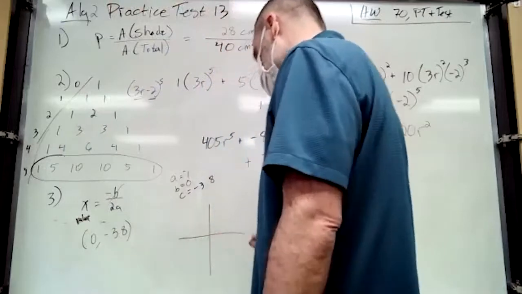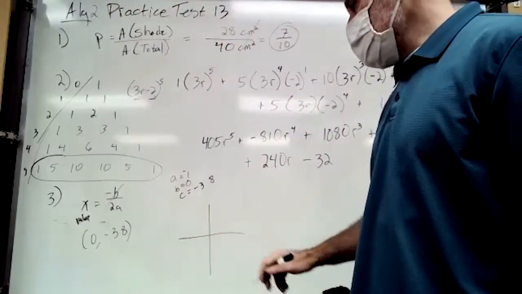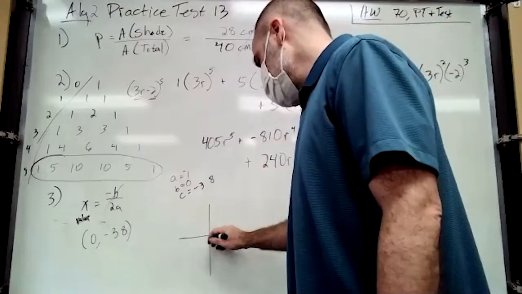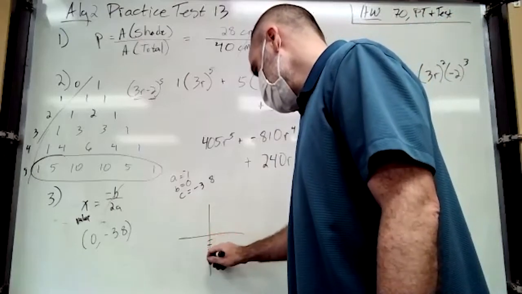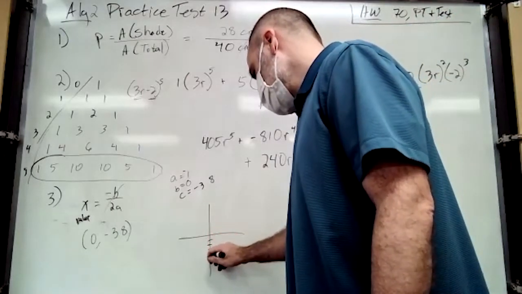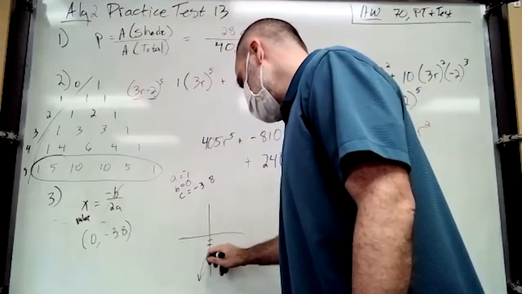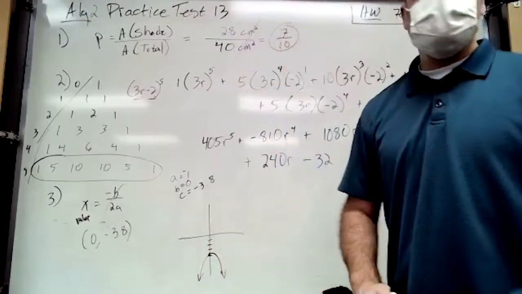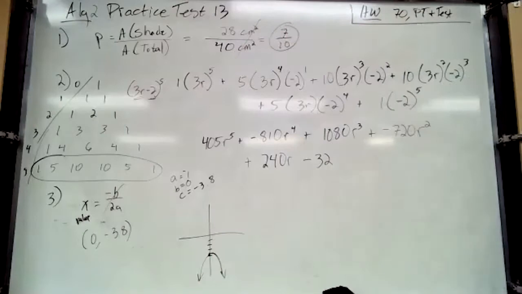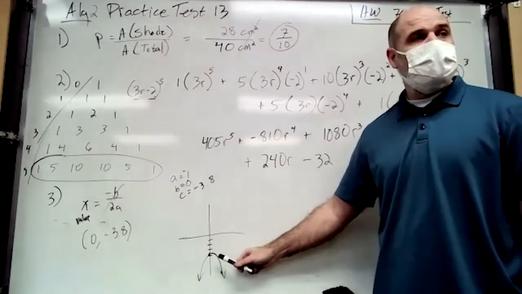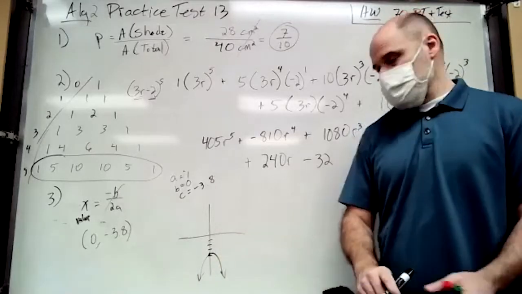So this is what it looks like. 0 comma negative 3.8, and it goes upside down because it's a negative x squared. So this is what your graph is going to look like. If you don't remember any of that, you can just plug in a bunch of values and see what you get. Then you'll start to see the shape of the parabola. The important part is for you to find the vertex, where it mirrors itself, okay?